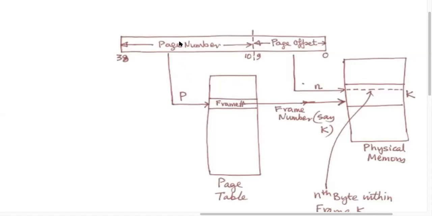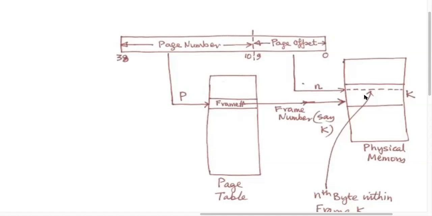Once you grab that page number, go to that page and find out what frame number is stored in it. This frame number corresponds to the page frame address in your physical memory. Because we talked about this mapping: take these higher 29 bits, find the page number. At that location, what is the frame number being stored? That frame number points to a given frame, let's say K, on the physical memory.